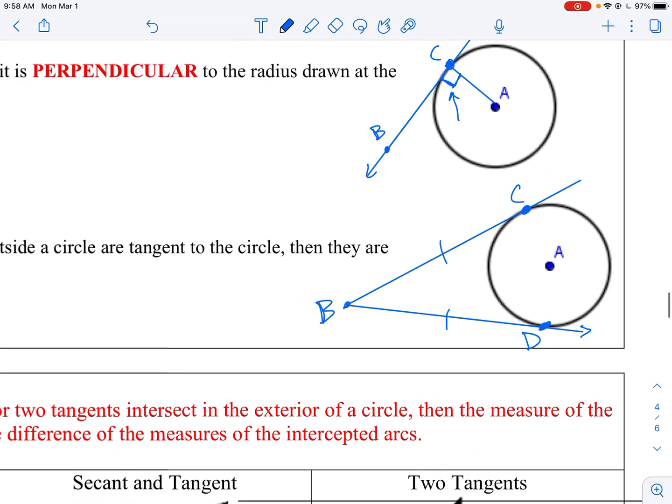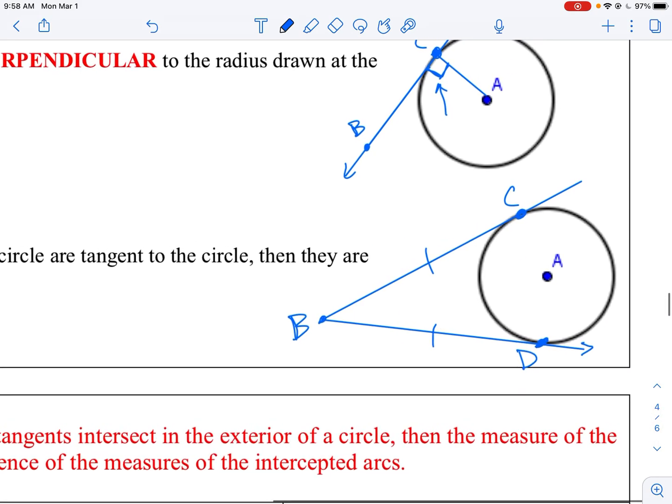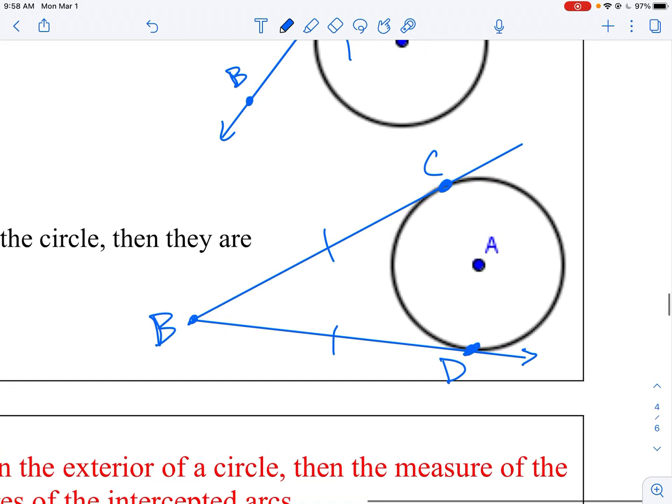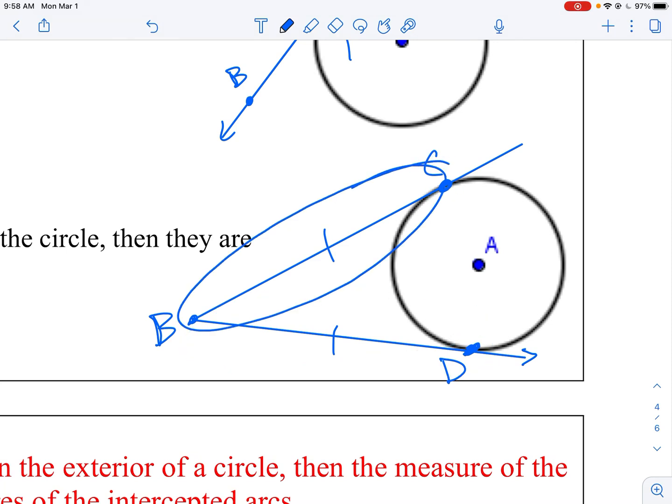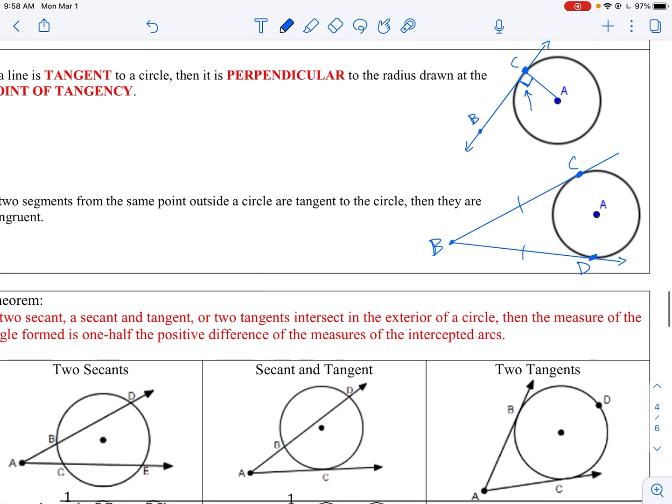And then this other sentence says the two segments from the same point outside the circle are tangent to the circle. Basically, if you have one shared point out here and you have two lines coming off, and they hit at a tangent point, then these two segments have to be congruent to each other. So they have to be the same length. So those are two features we're going to be using.